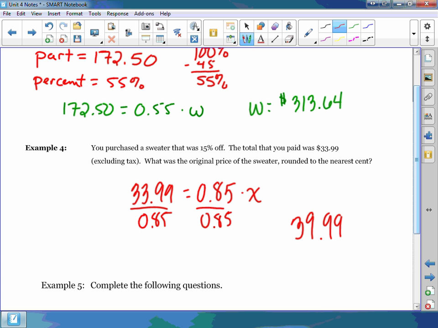988, good. So we rounded it properly. 988 would round to 99. And since it's dollars, we always want to label appropriately and do that right there. Max. Yeah.